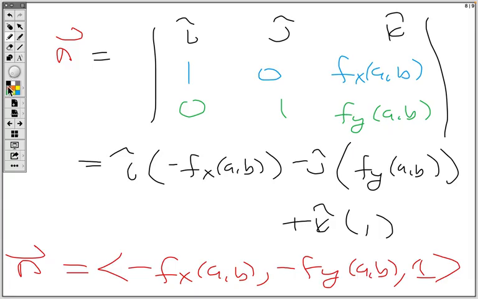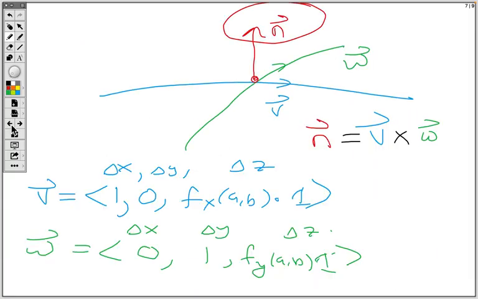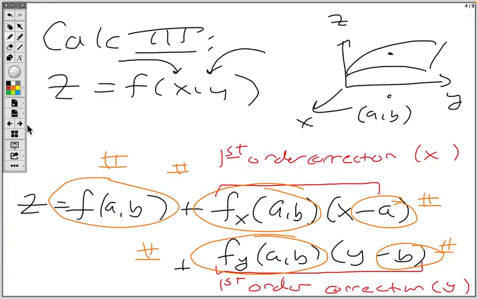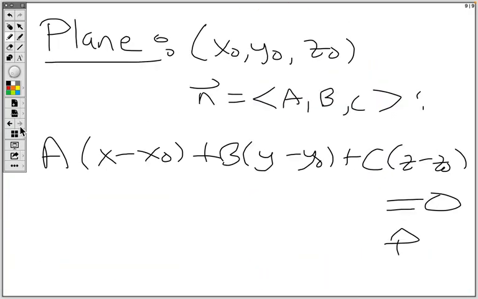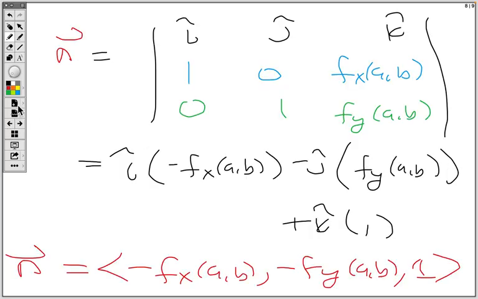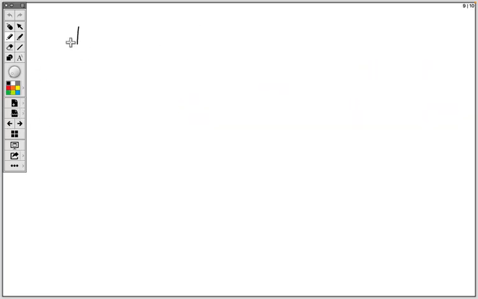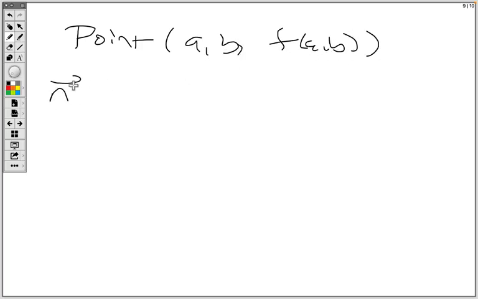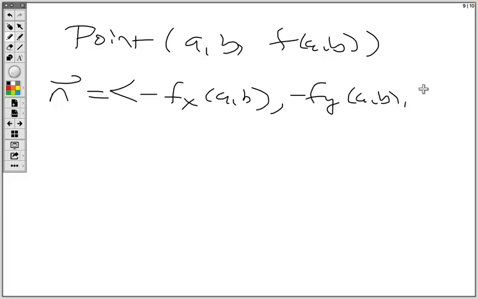All right, so here's our normal vector then. Going back to the definition of plane, which I did, wait, I put that here, didn't I? There it is. So, definition of plane, here we go. The point that we've got on the surface is (a, b, f(a,b)). The normal vector we got is (-fx at (a,b), -fy at (a,b), 1).